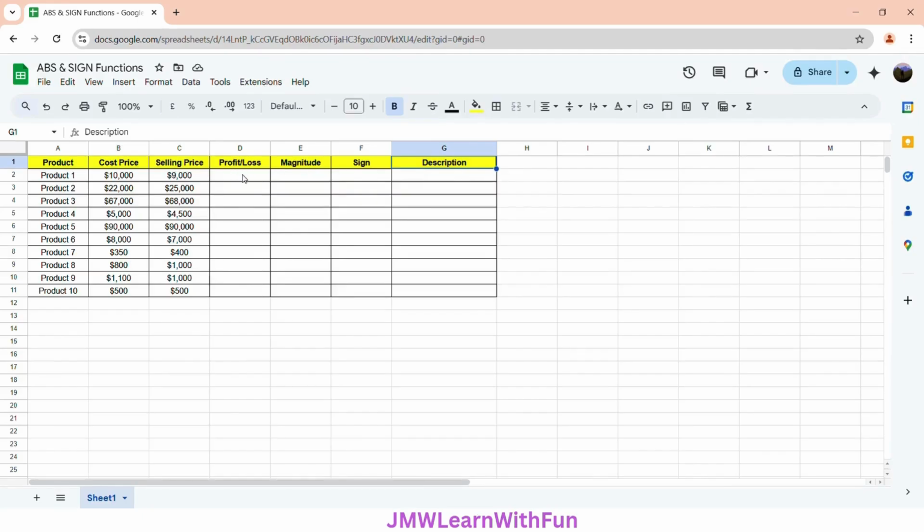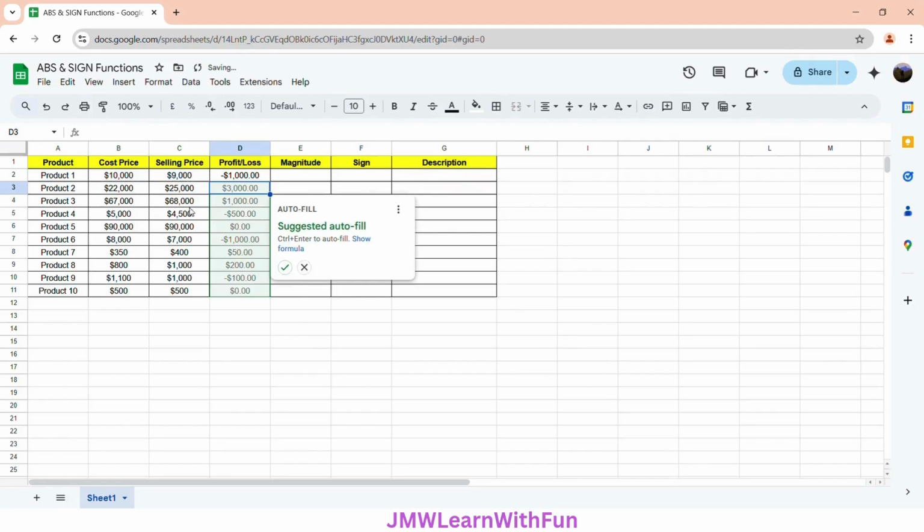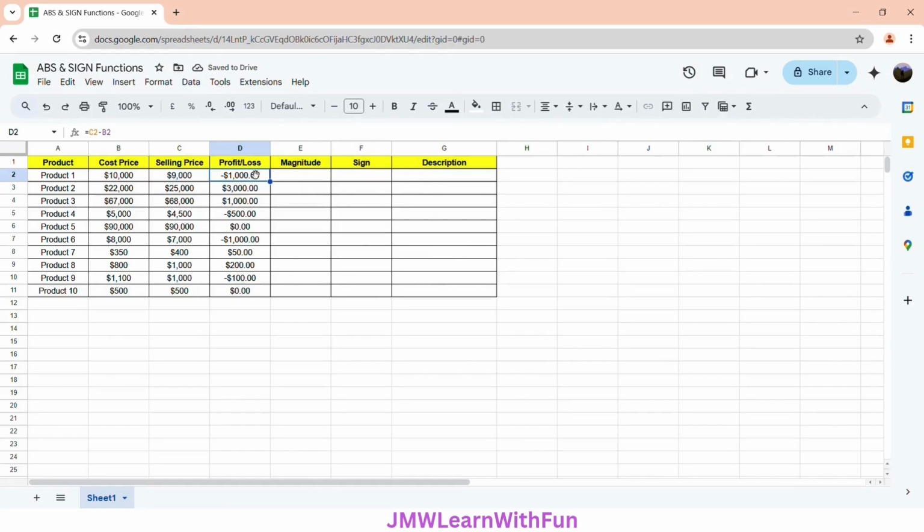Now let's head to the D2 cell and calculate the profit or loss. We will write equal to C2, that is the selling price, minus B2, that is the cost price. Let's autofill the data. So we have calculated the profit or loss in column D.